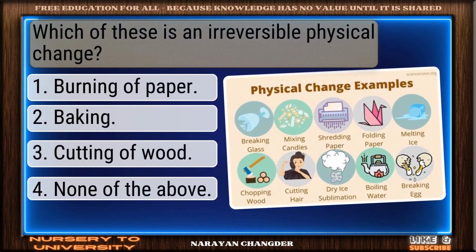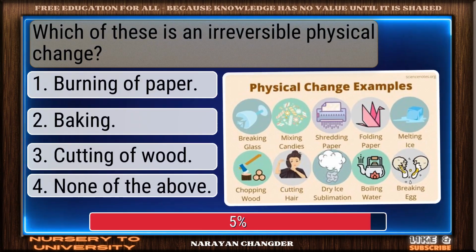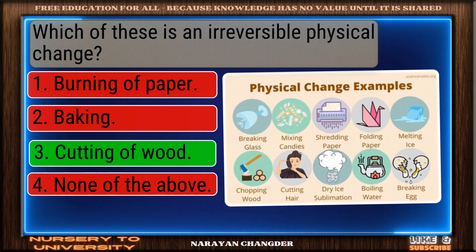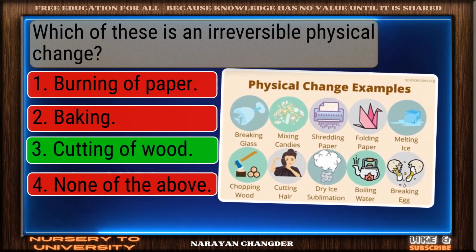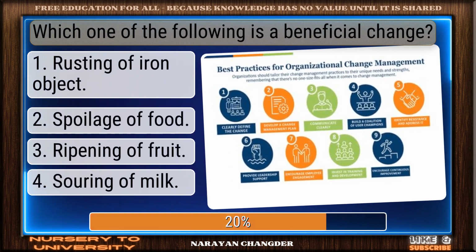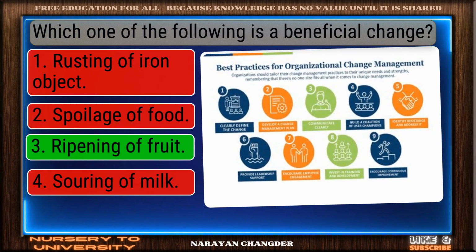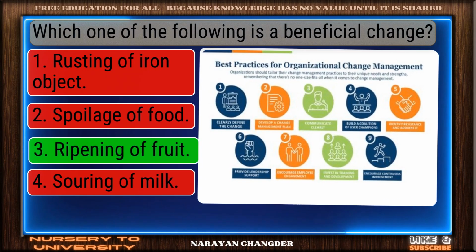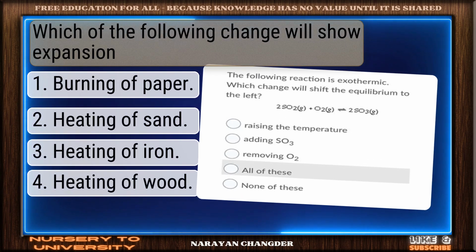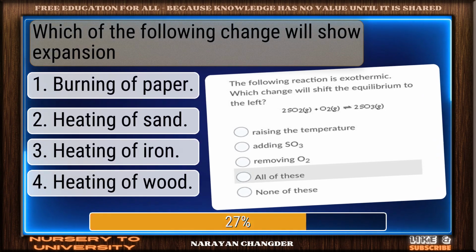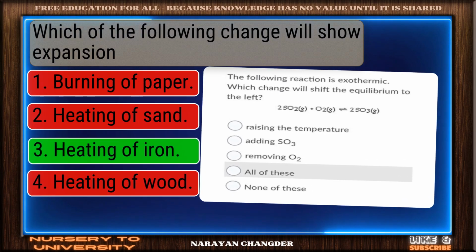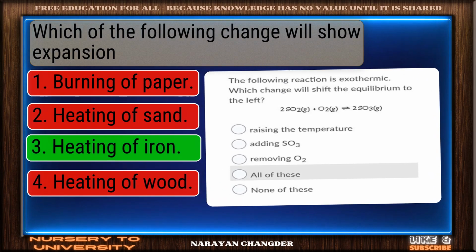Which of these is an irreversible physical change? You chose cutting of wood, and it is correct. Which one of the following is a beneficial change? Good job. Your answer ripening of fruit works well here. Which of the following change will show expansion? Correct. Heating of iron is the right answer.